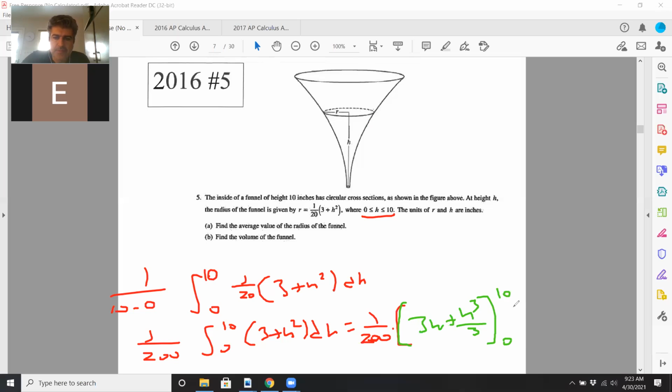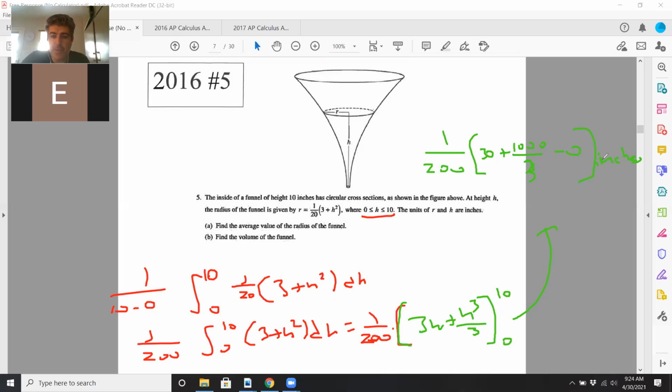So it's 1/200th. If you plug in 0, they're all going to go away. But if you plug in 10, you get 30 plus 1,000 over 3, and of course minus 0. And you can leave your answer like that, actually, just so you know. But do state the units, please. You will not get a point for the units. And so this is just inches. And you actually would be fine at that point. You don't need to simplify it any more than that.